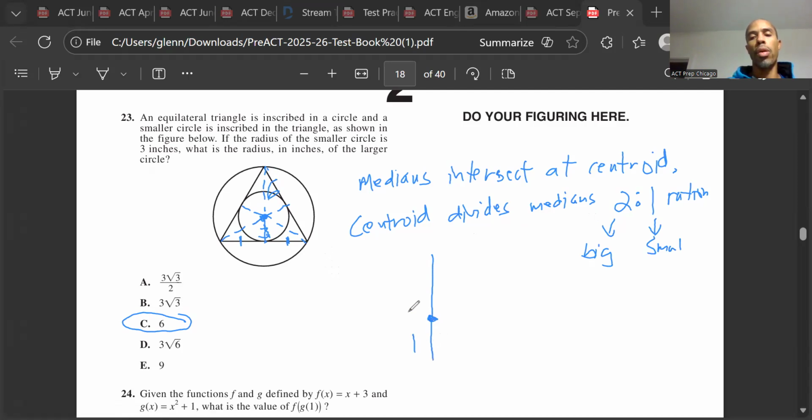So this is going to be 1, this piece, and this is going to be twice, which means that the higher piece or the bigger looking piece of the median, when it crosses to make a centroid, that bigger piece is double the smaller piece. I think I made that clear.